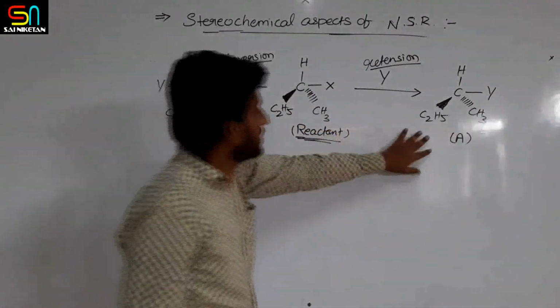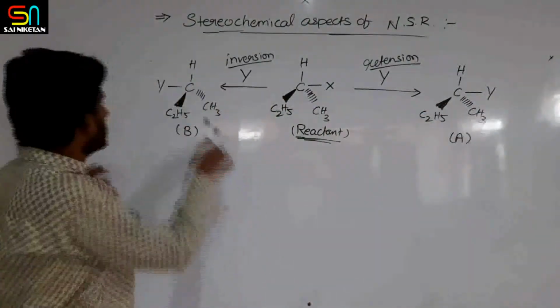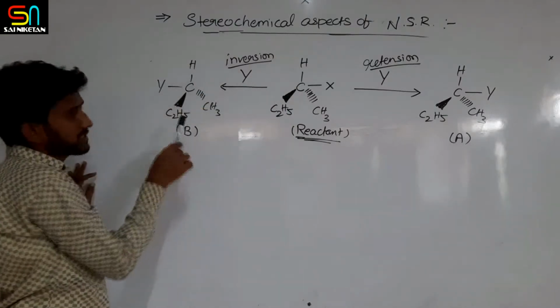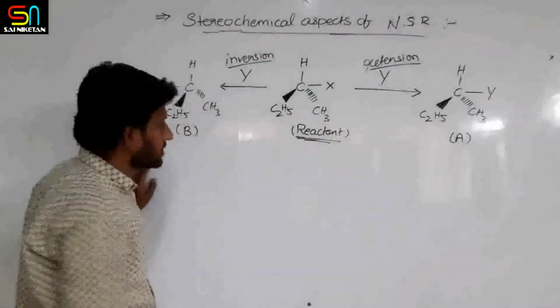Because here it is having the same configuration. X is on the right side, Y is also on the right side. Here X is on the right side in the reactant, but Y is on the left side. So it is inversion, reversed configuration. Now this is one case.